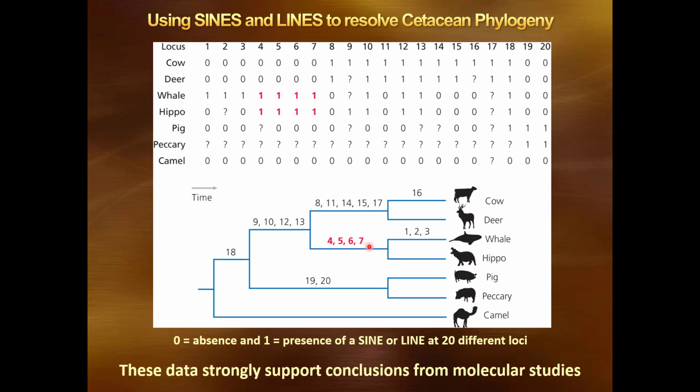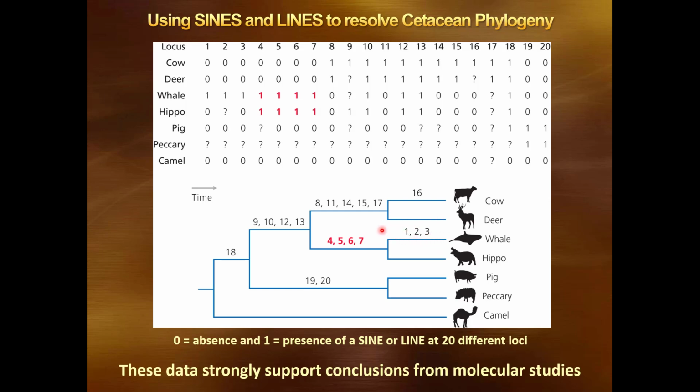So this SINE or LINE was laid down in the DNA, in the lineage that led to the whales and hippos. Now we know that whales and hippos then also have slight differences, because whales have a SINE or LINE here in position 1, 2, and 3 that hippos don't have. So that came after they split off.